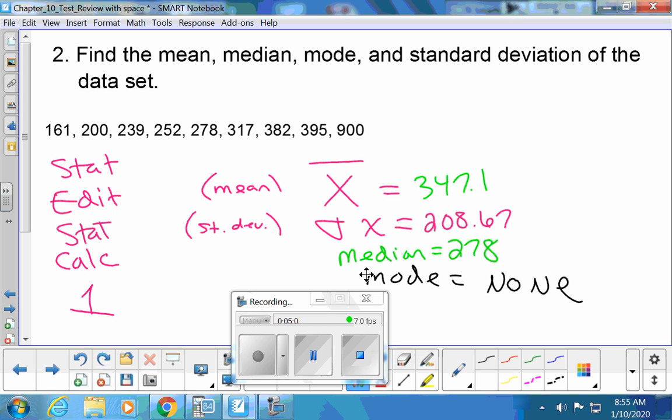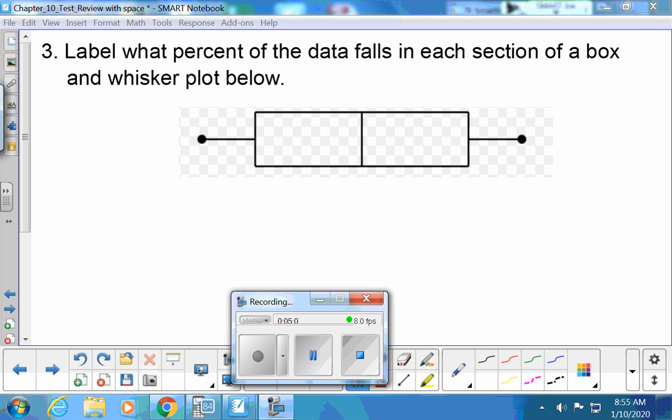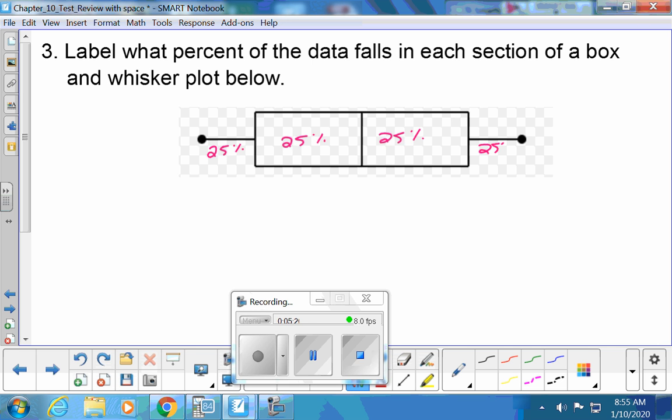Okay? What percent of the data falls in each section of a box and whisker plot? You know this, right? We did it yesterday. 25% would be from the box to this whisker. 25% would be in here. 25% would be in here. And 25% would be in here.